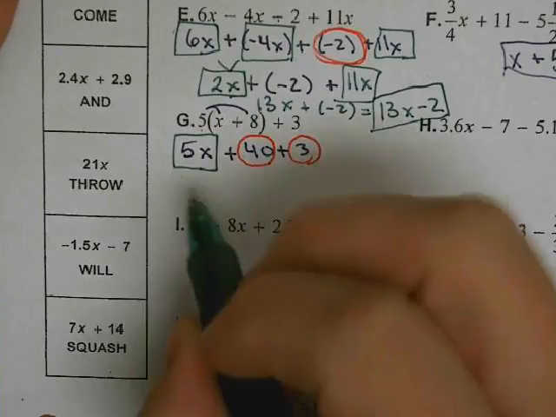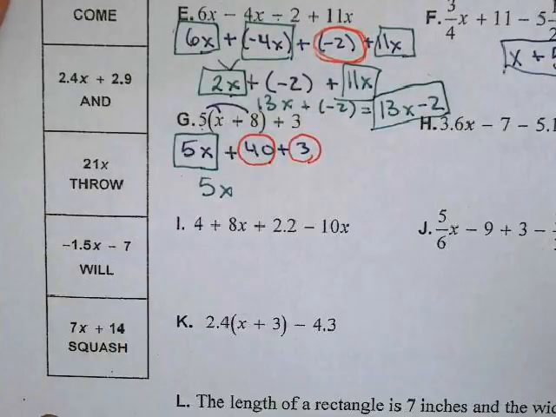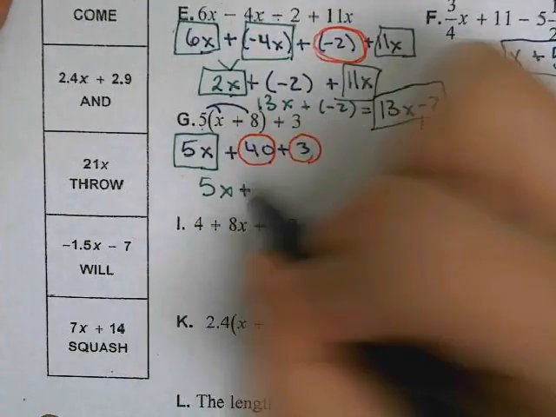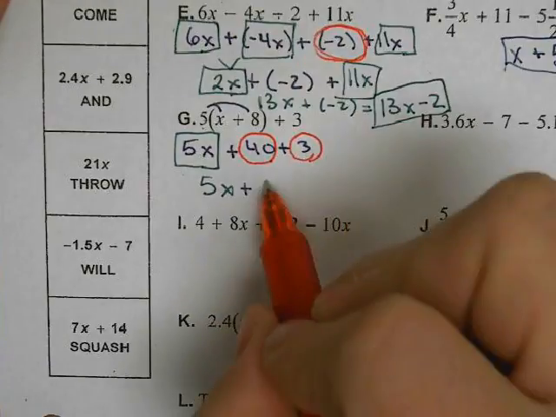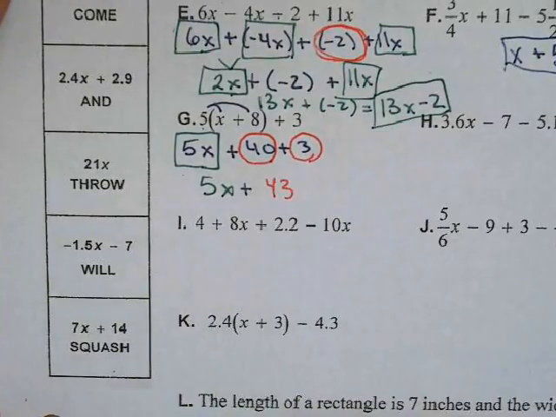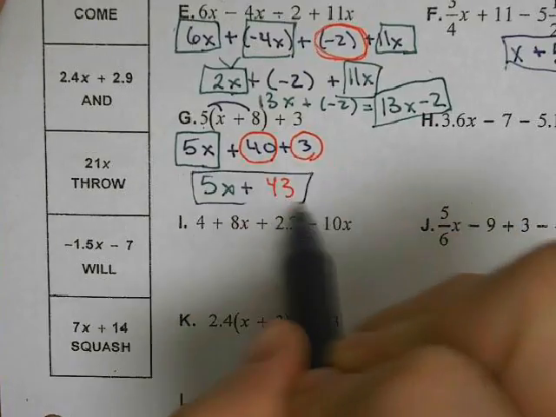So we got our 5x. There's nothing to combine with the 5x, so it stays alone. Bring down our plus sign. And then we can combine 40 and 3. Same signs add. Keep the sign of the large number, so it stays positive 43. And this is our final answer, 5x plus 43.